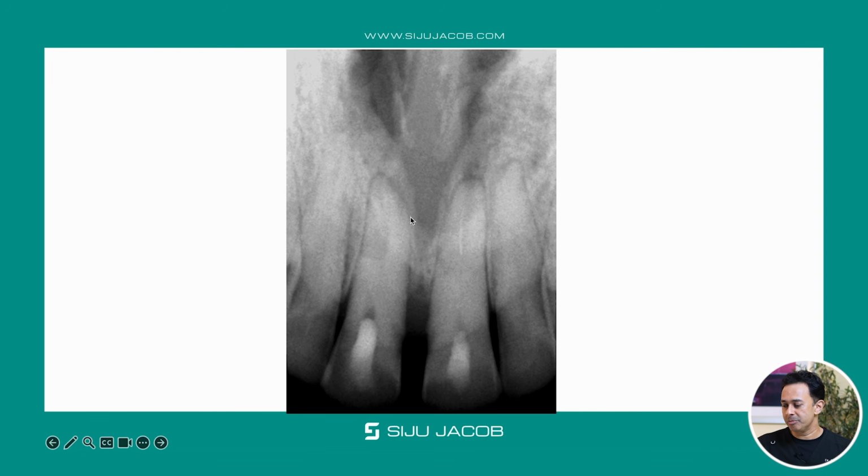This is another case which was misdiagnosed. It was sent to me for endodontic therapy of both these central incisors. The previous clinician accessed both these teeth. In one tooth, they couldn't find the canal because it was calcified. And in another tooth, they found the canal, but then broke a K file, you can see here.